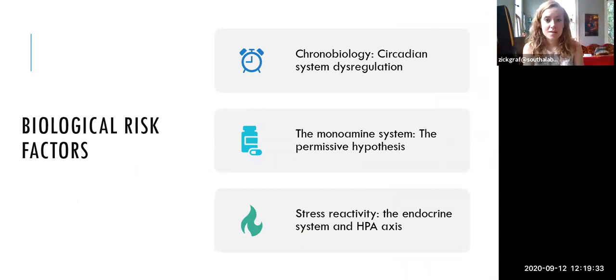Okay, so we started talking about one of these 3 biological risk factors in the last lecture. So chronobiology relates to how well a person's circadian system responds to changes in the environment, and with depression, how well specifically the circadian system is able to respond to changes in light levels with winter. The dominant biological risk theory for depression, and one that actually relates closely to the other 2 in ways that we'll talk about, is the monoamine hypothesis. And then lastly, individual differences in responsiveness and reactivity to stress also might predispose people to depression in ways that potentially are mediated by the monoamine system.